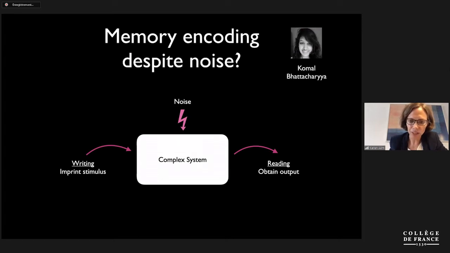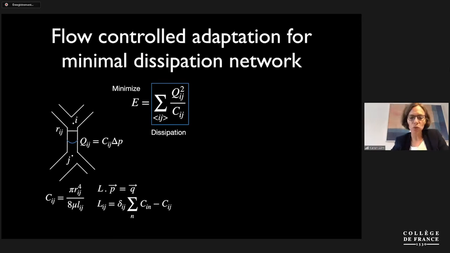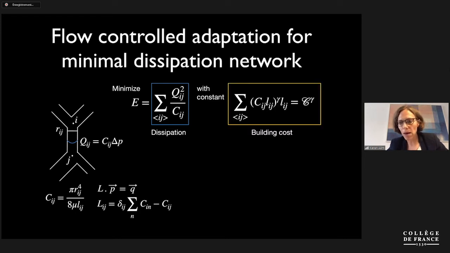And here, to set the stage for the theoretical model, we're going to go back to a very simple description of flow networks that dates back to Murray in 1926, so almost a century ago. He successfully described flow networks such as your vasculature as minimizing dissipation, which in mathematical terms is the flow rate squared over the capacity of a tube, constrained with a maximal building cost that is written here in a general form and, for gamma equal to a half, is actually the volume of the tubes.